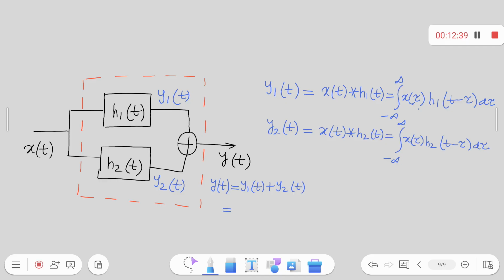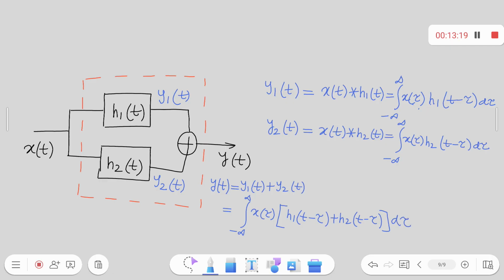So now you see the summation is done from minus to plus infinity, so the limit is the same, and it is this integration, it's not basically the summation, integration. Over here you have a summation and then you have an integration over there. The integrand being the same, x of tau is common, so you can take it common. So what you have, minus to plus infinity x of tau, then what you can write, h1 of t minus tau plus h2 of t minus tau, d tau, right?